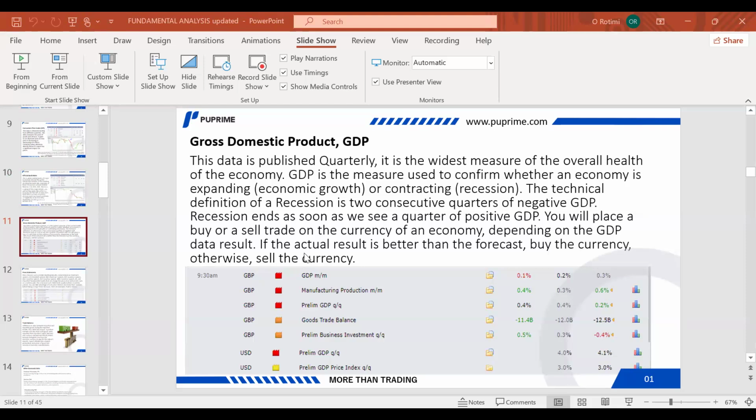So if the government wants to know whether the economy is expanding or contracting, that is growth or recession, then they fall back on the data for the GDP, the gross domestic product. The technical definition of a recession is 2 consecutive quarters of negative GDP. And recession ends as soon as we see a quarter of positive GDP.